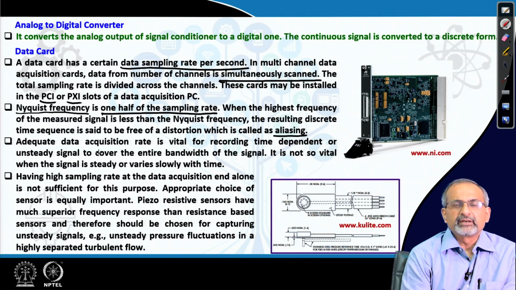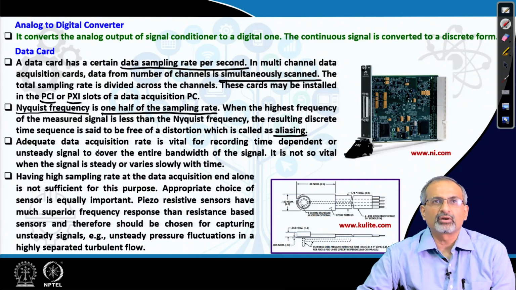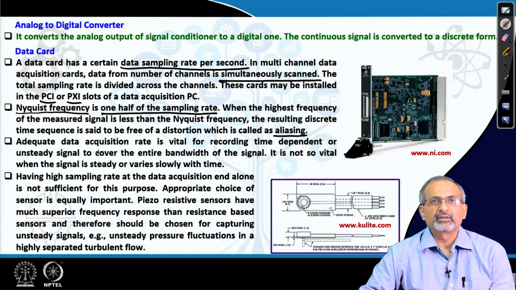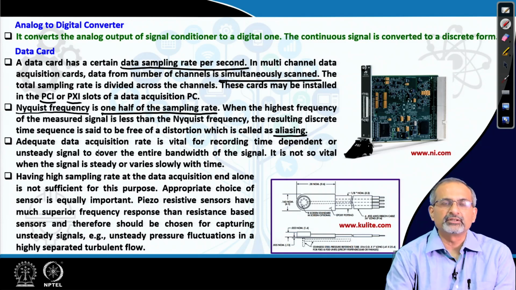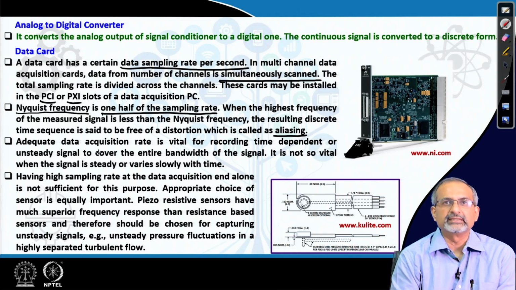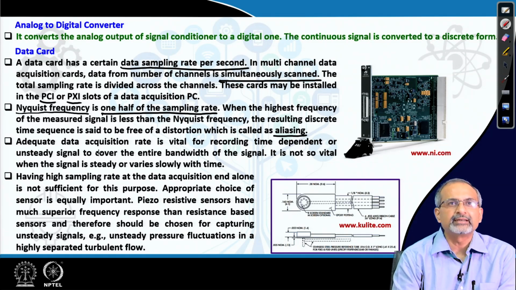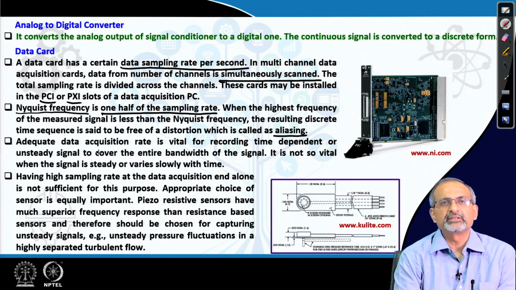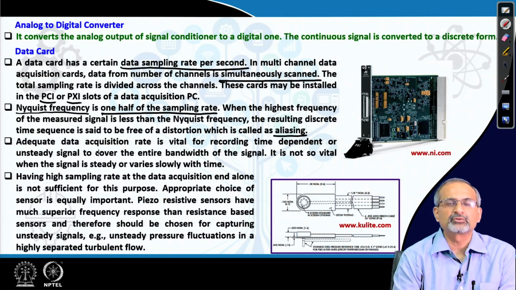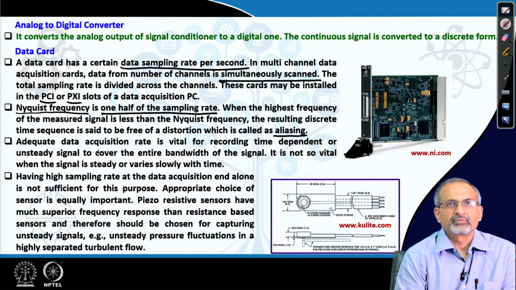Adequate data acquisition rate would be vital in situations where you are handling time dependent or unsteady signals, so that you can capture the entire range of frequencies or the entire bandwidth of the signal. When it is very slowly changing with time or it is virtually steady, then the rate at which the data is acquired is not such a crucial issue.